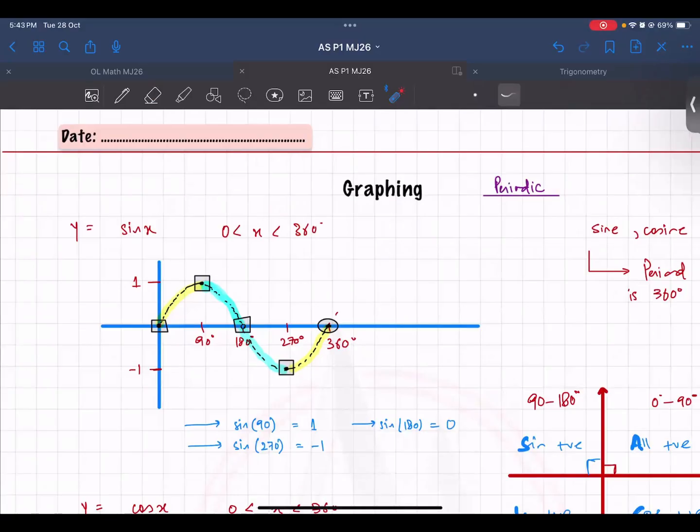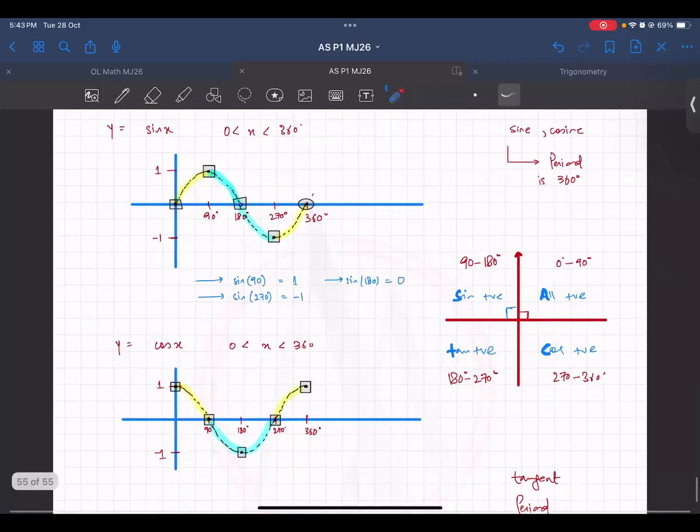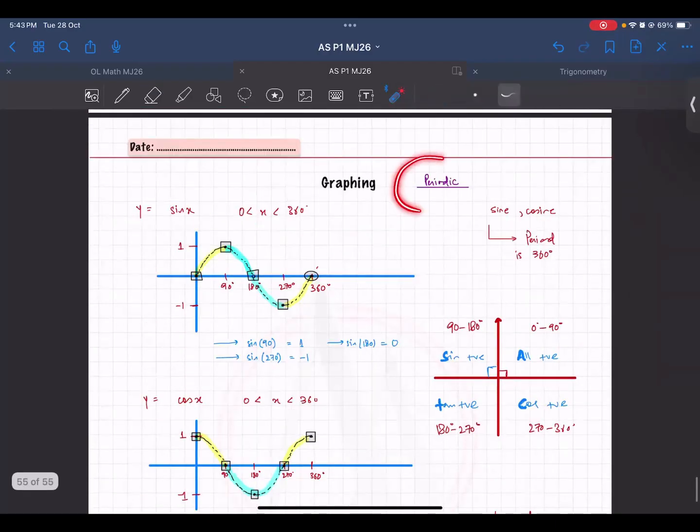So first of all, these are the three we know: sine, cos, and tan. The three basic trigonometric ratios: sine x, cos x, tan x, and all three of them are periodic. Periodic means that they are repetitive. They will repeat themselves again and again. For example, this is one wave. You can say sine wave. This is one sine wave.